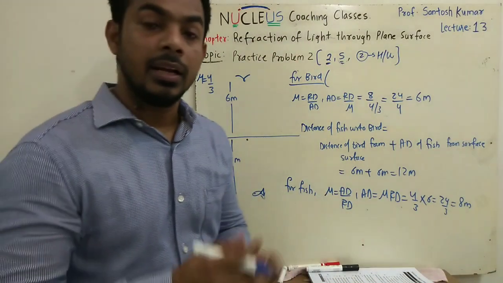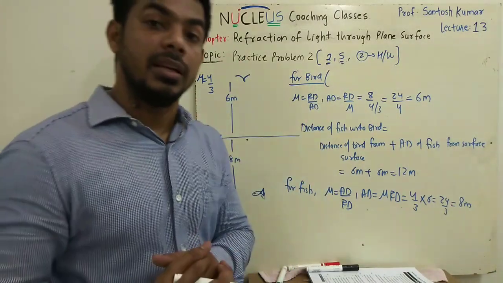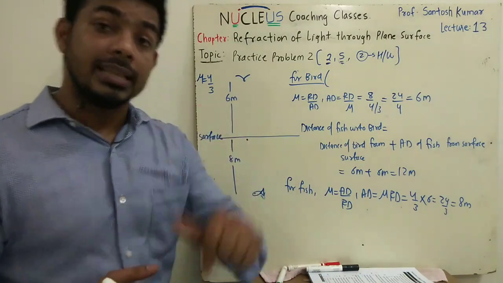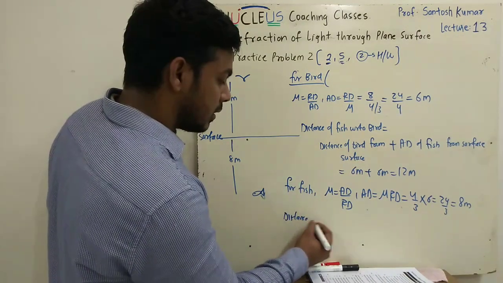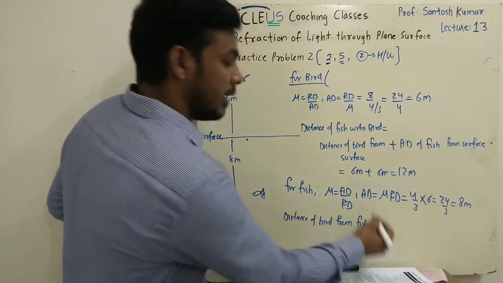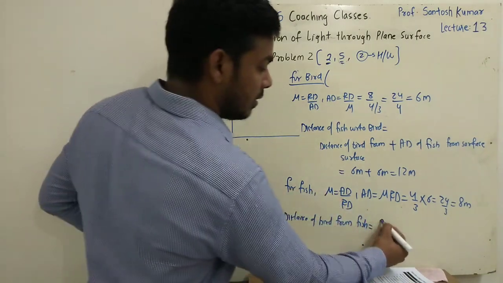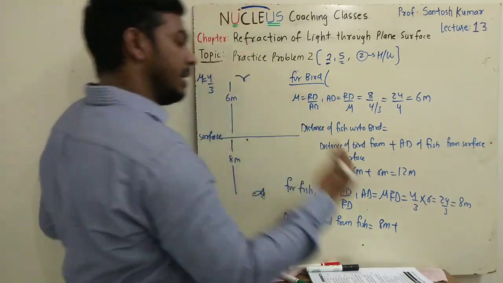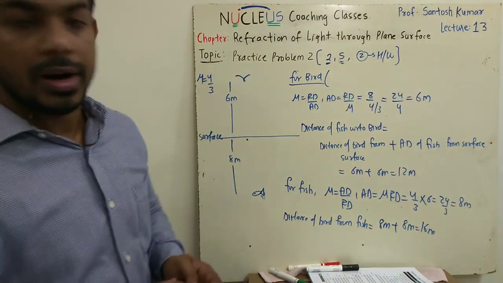I have already explained that if observer is situated in the denser medium, the apparent depth seems to be more than the real depth, and if observer is situated in the real medium, the apparent depth would be less than the real depth. So for fish directly I would write distance of bird from fish. It can be written as distance of bird from the fish will be, this is 8 meter, which will be 8 meter for fish, but bird will appear at 8 meter. So 8 plus 8 will give you 16 meter. So this is the required answer.